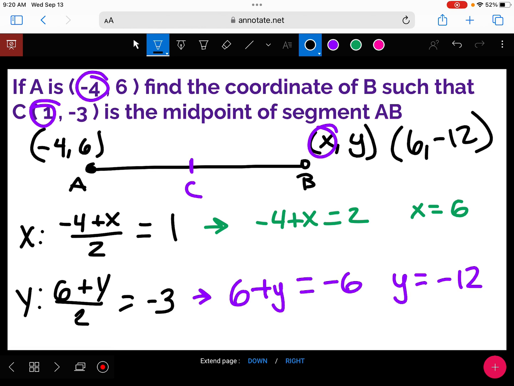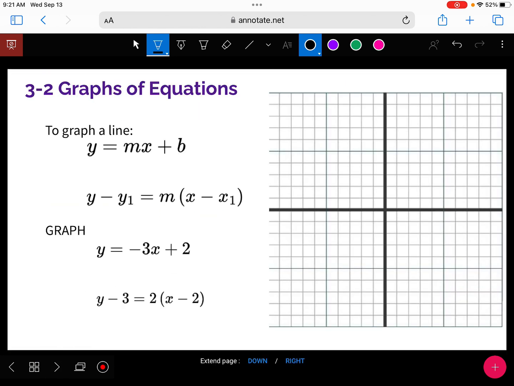Okay? So now you've done problems like all the ones on homework 1. And now we're going to look at homework 2, which is going to be a lot of graphing.